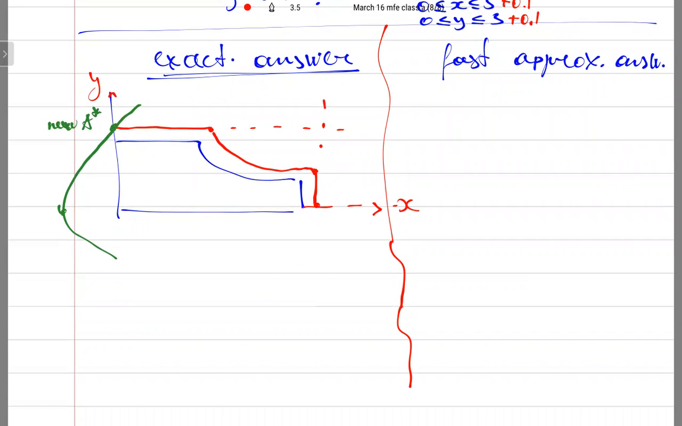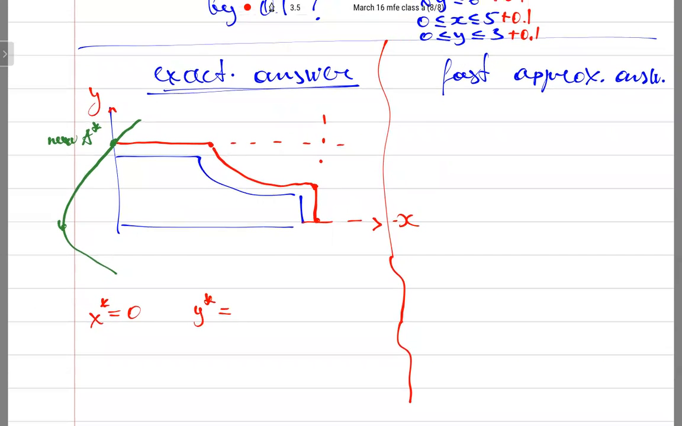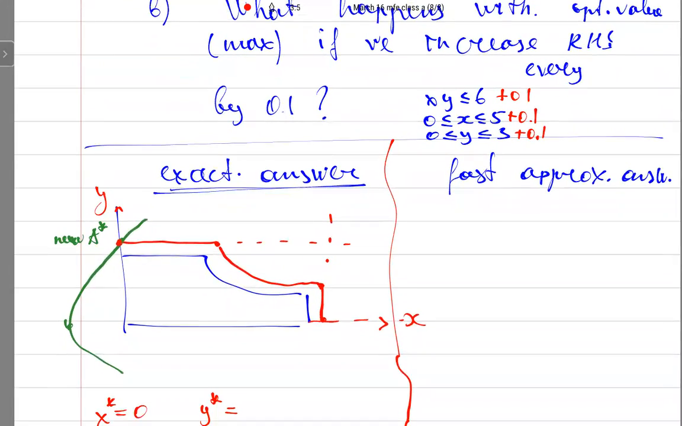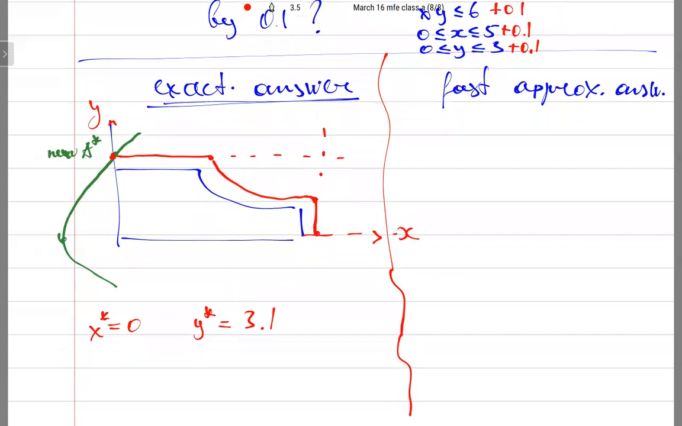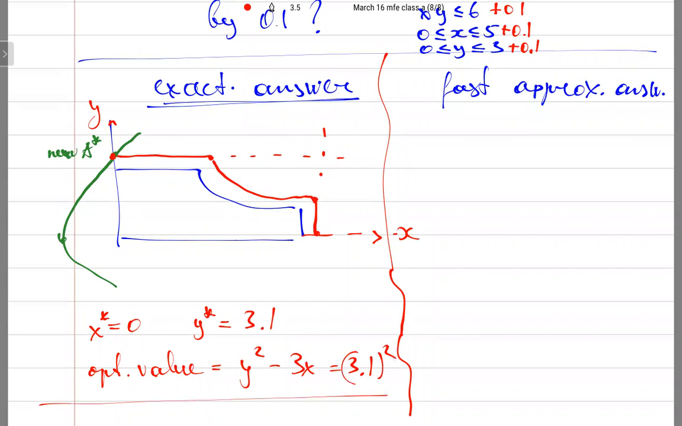That's not a problem. X star is 0, Y star is 3.1, and the optimal value of y squared minus 3x will be 3.1 squared. So that's an exact answer.